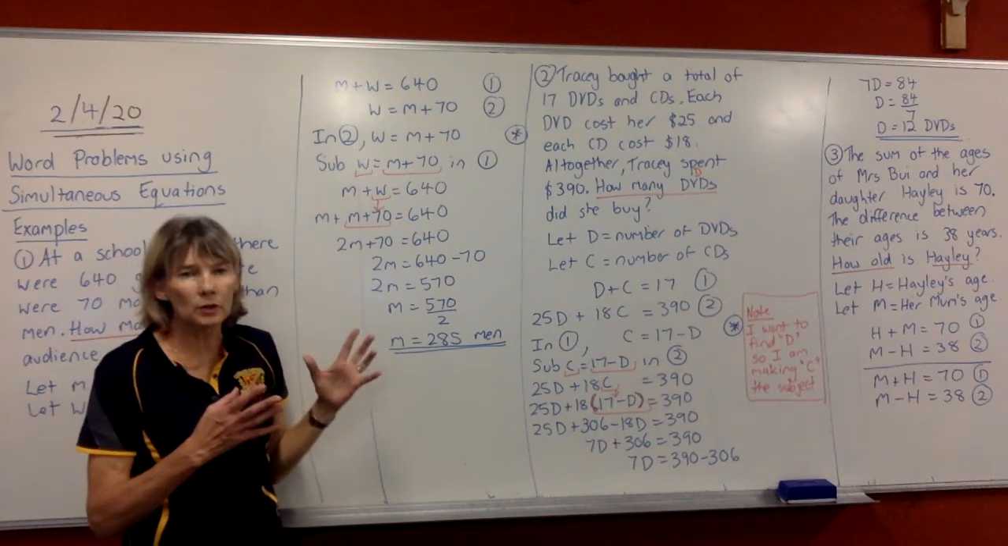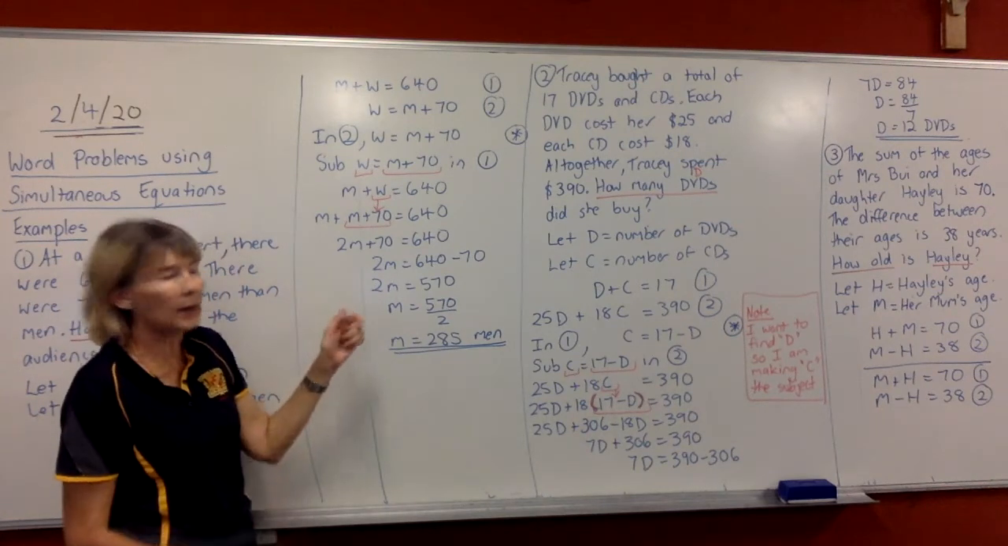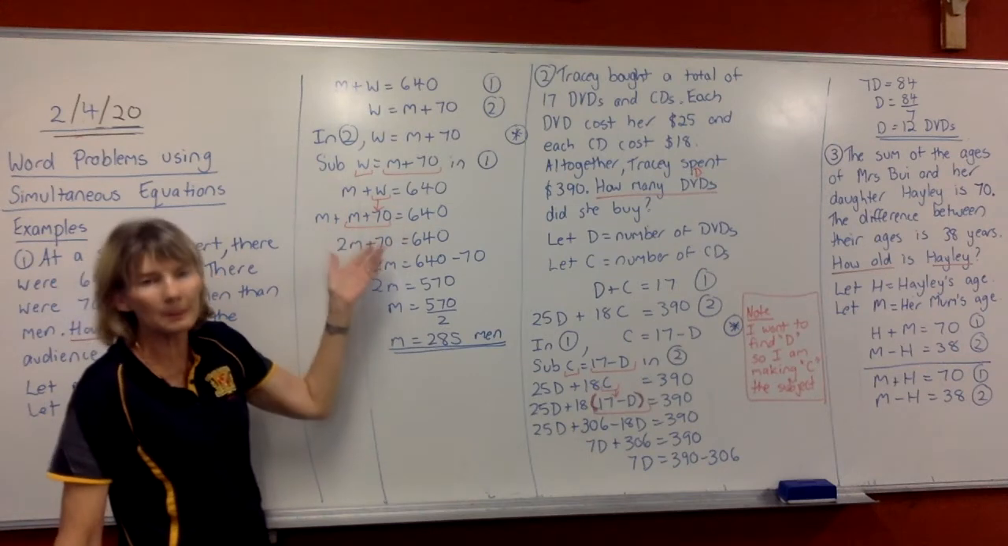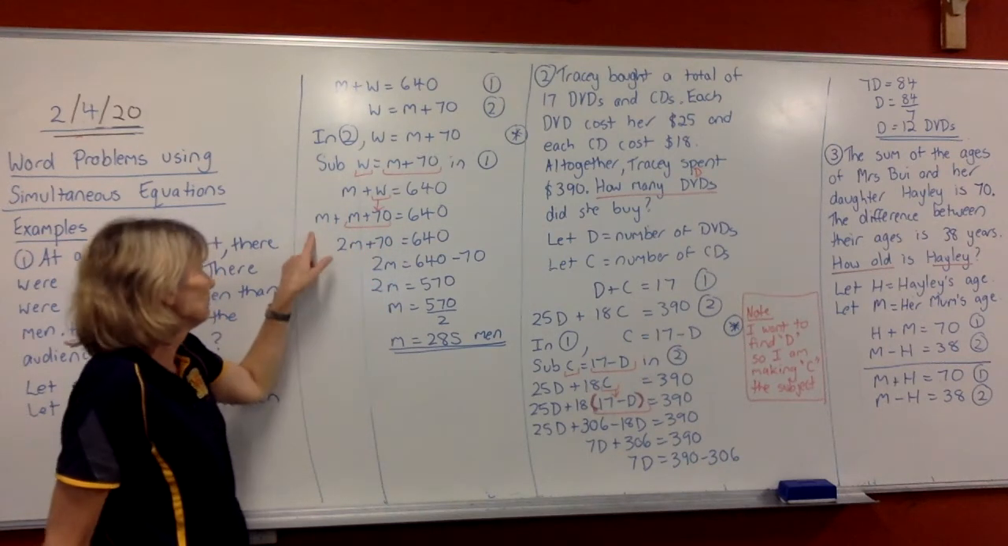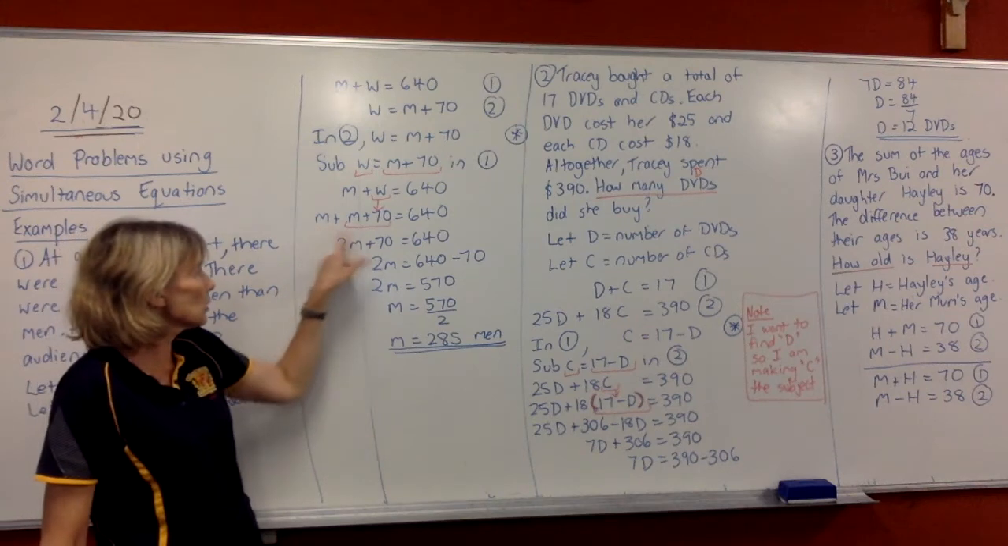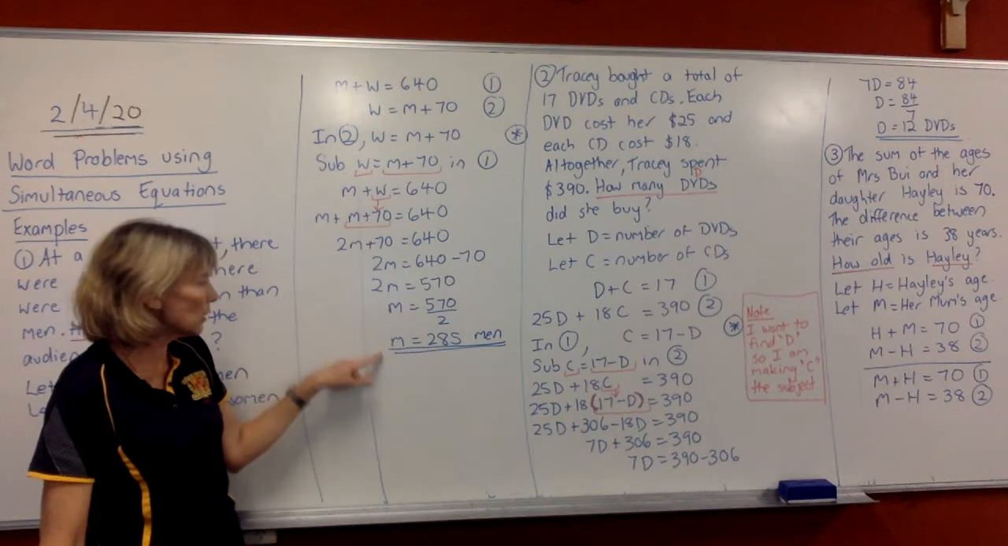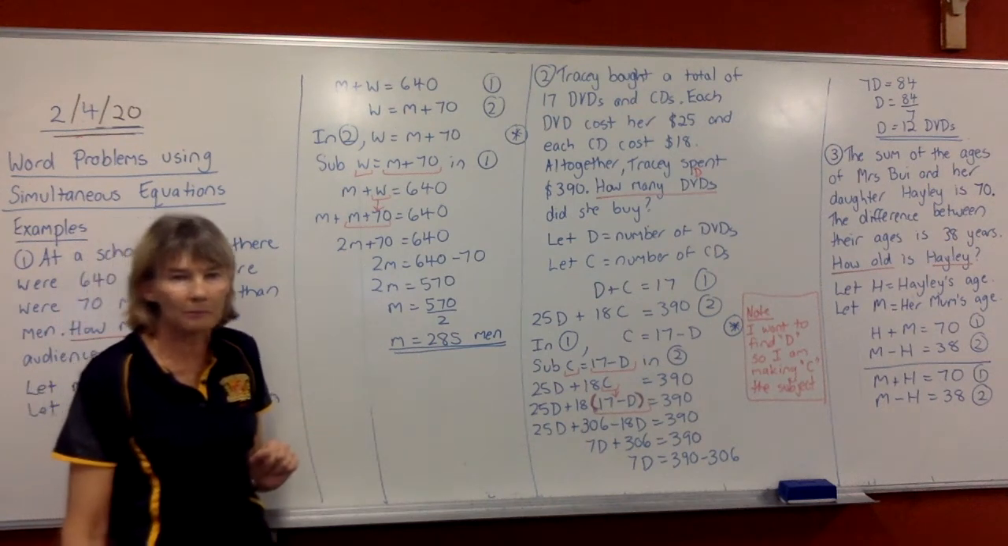There are more than one term there, and you could put it in a bracket, but I know that all we're doing is adding it on here. But if you're not sure, put it in brackets and then get rid of them if you don't need them. Okay, so we're going to just collect our like terms. We've got 2M plus 70 equals 640. Continue through and you'll get M equals 285 men.